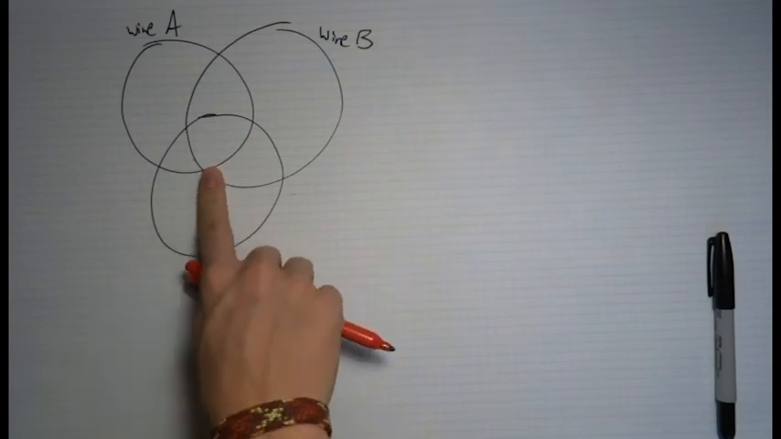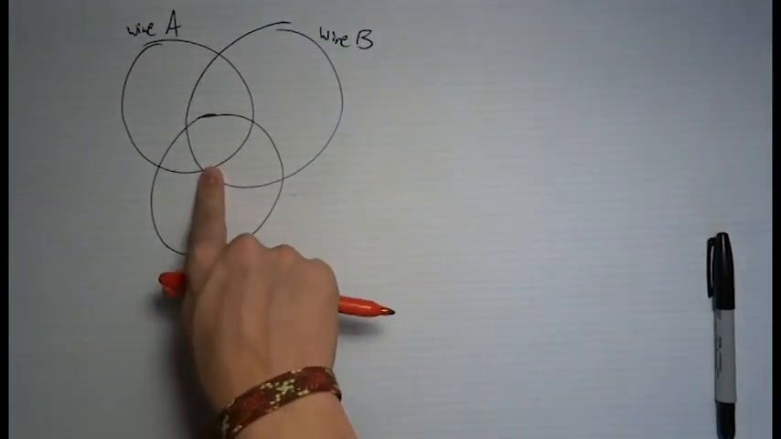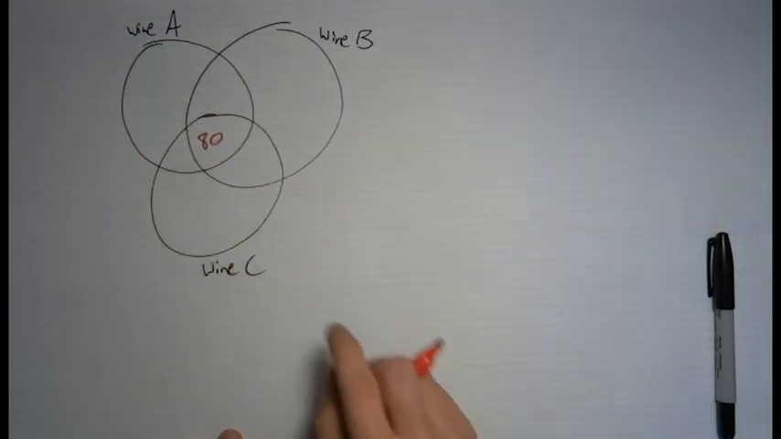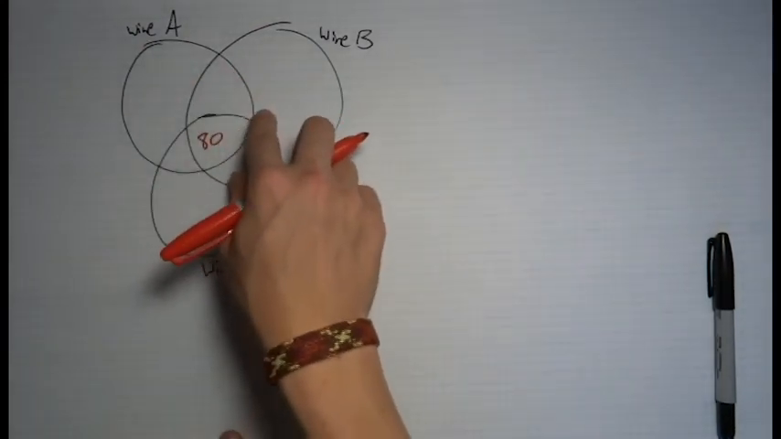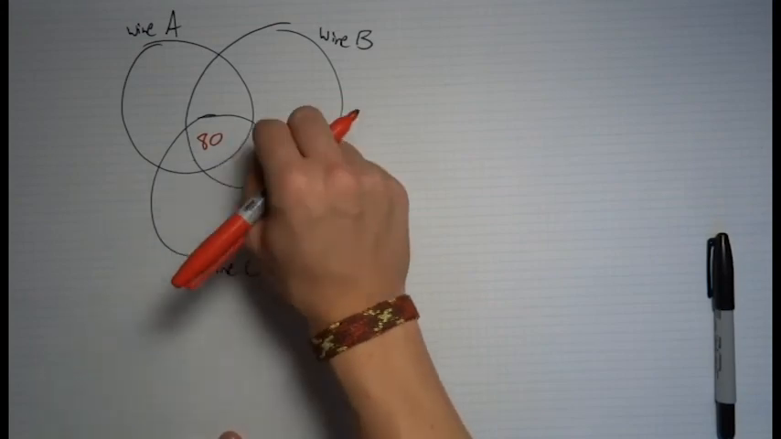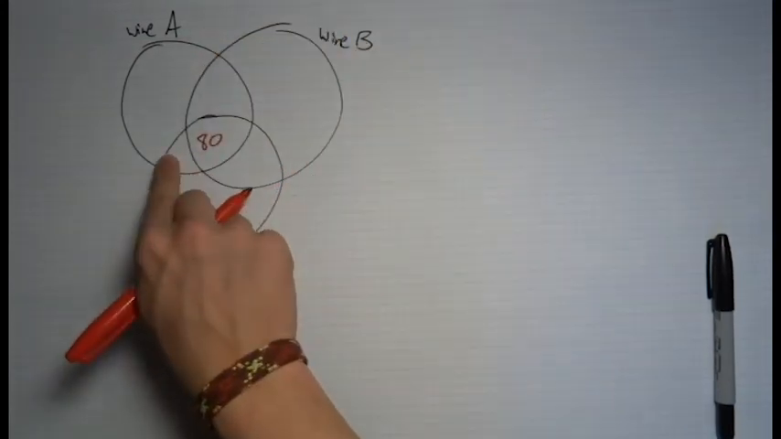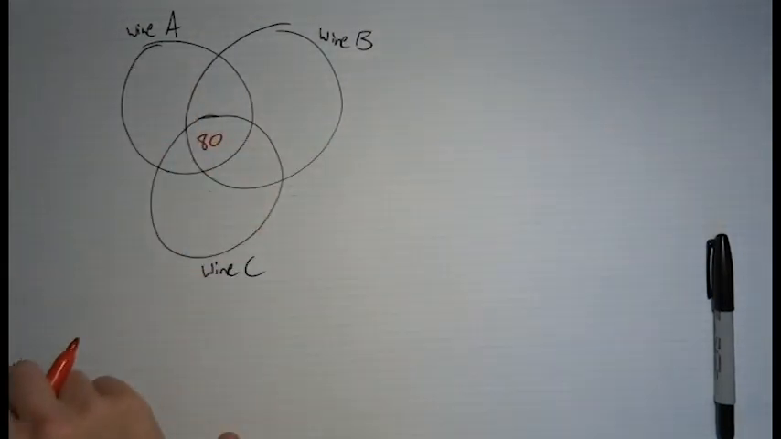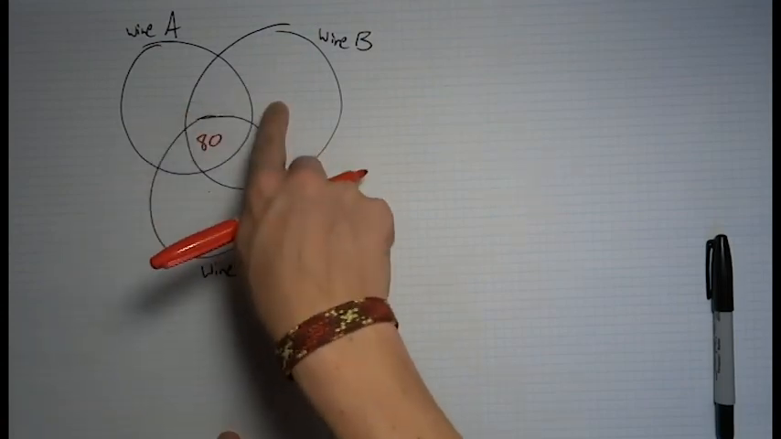So in our information, it told us that 80 people liked all three wines. So that means that 80 people need to go in this all three wine section right here because all three circles are overlapping. Now we need to work our way out. So we need to go to this one, and this one. So we'll start with wines A and B. They told us that 83 people liked both wine A and B.